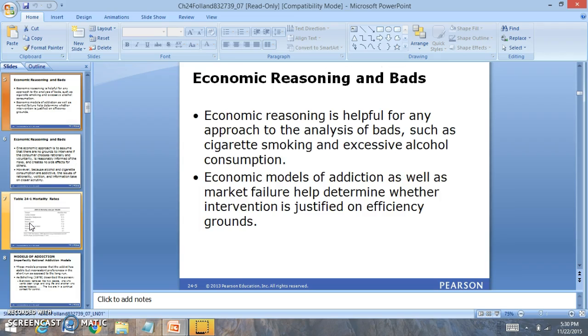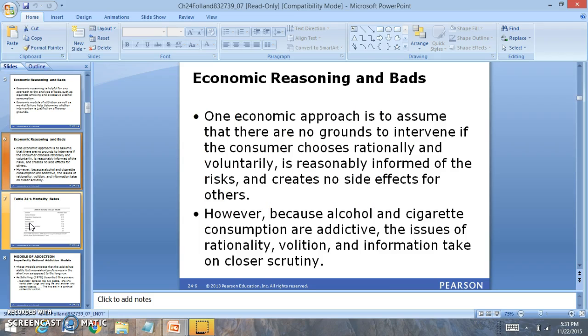When we look at economic reasoning and the bads, economic reasoning is useful for any approach to the analysis of bads. These bad behaviors that we have to control, such as cigarette smoking and excessive alcohol consumption. Economic models of addiction, as well as market failure, help determine whether there's justification. Should we intervene in markets? Should we create more standards in these markets? That's a very important concept that we need to focus on.